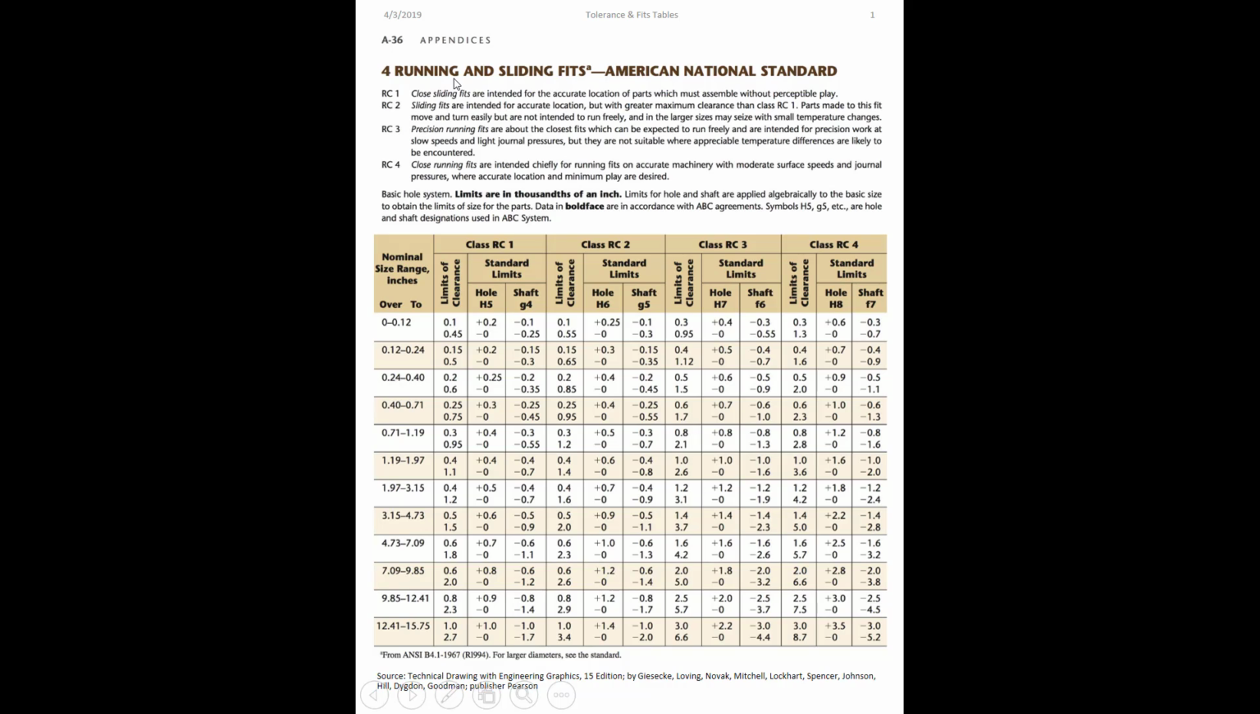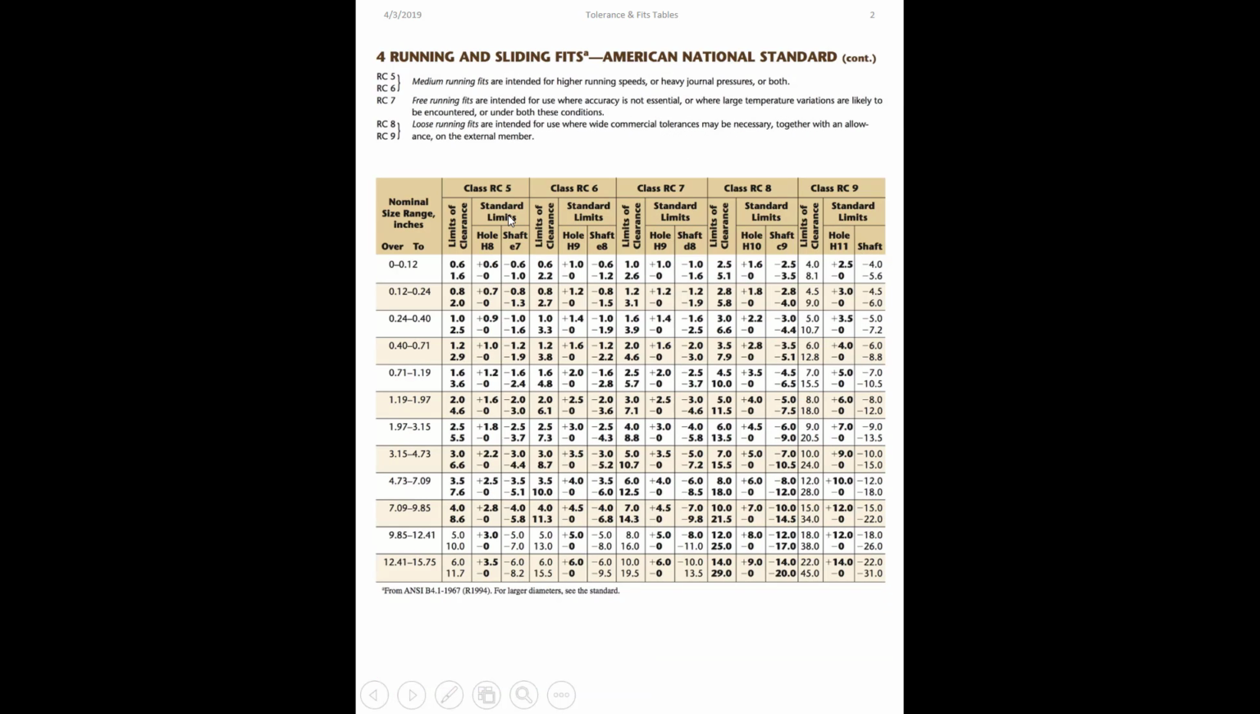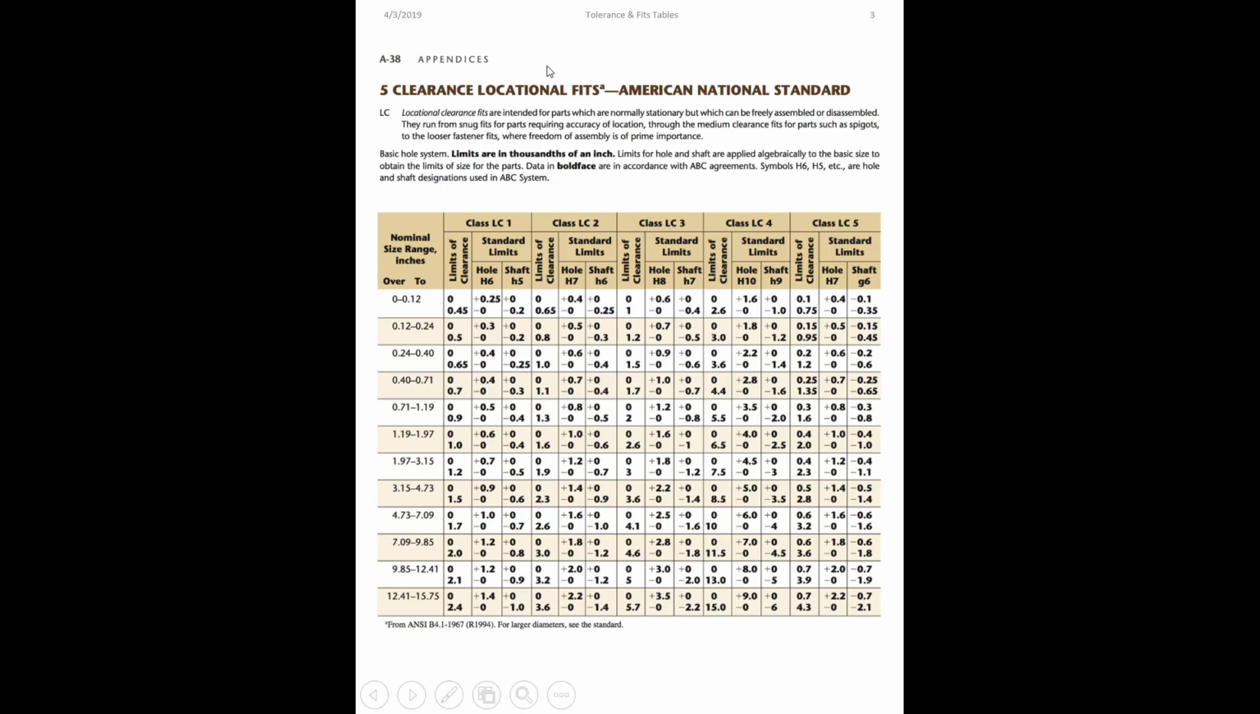Also for each fit, if you see class RC, it means it's running and sliding fits. You have class 1, class 2, class 3, class 4, and on the next page 5, 6, 7, 8, 9, and those are the nominal hole diameters. So this is the running and sliding fits. The next page is clearance locational fits. Same thing: the first column is the nominal size, the nominal size of the hole.